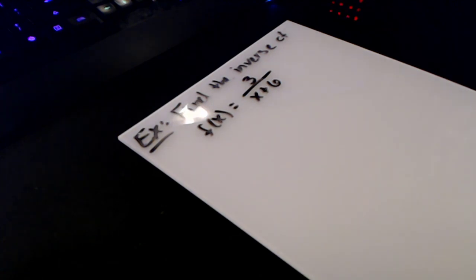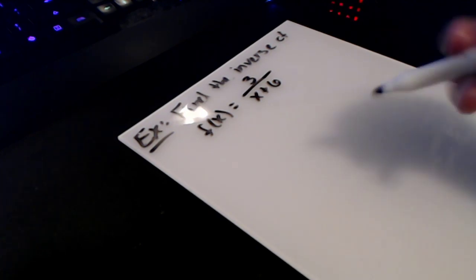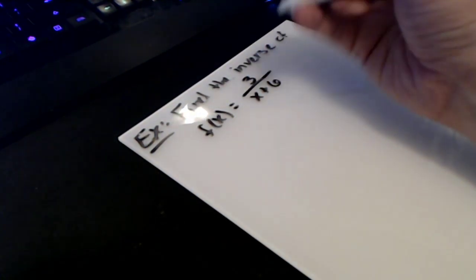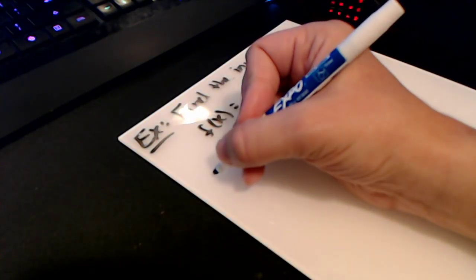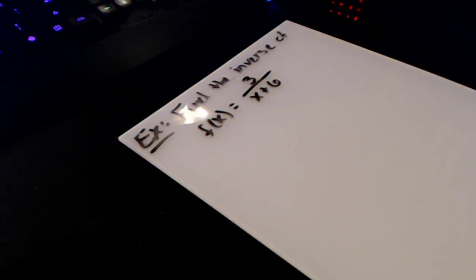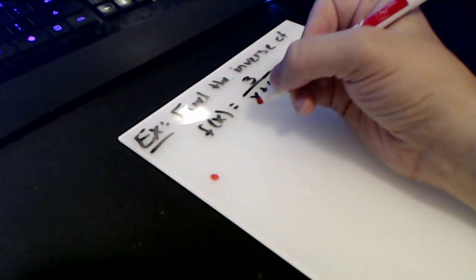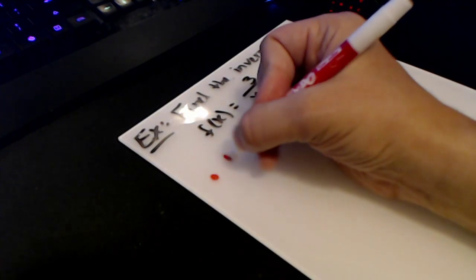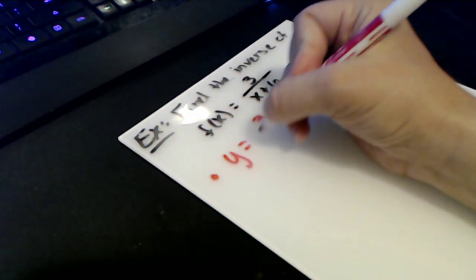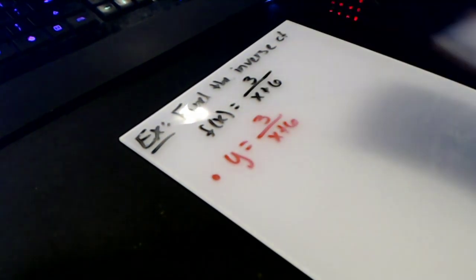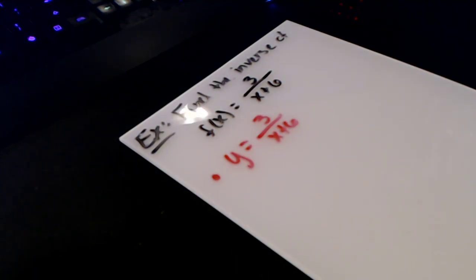So what we're going to do is, I guess I should have brought up a graph of this. Interesting. We're going to assume it works, and then the horizontal line test will be fine. So we're going to go through, and we were starting in red first. So we're going to change f of x to y. It's 3 over x plus 6. And then we're going to swap x and y.